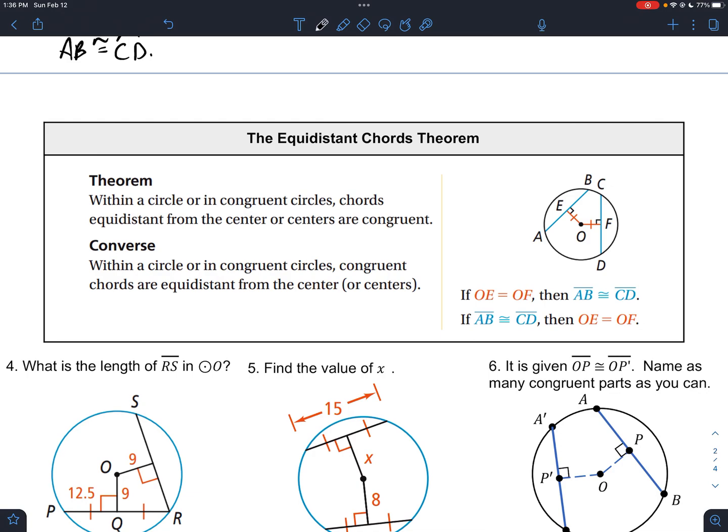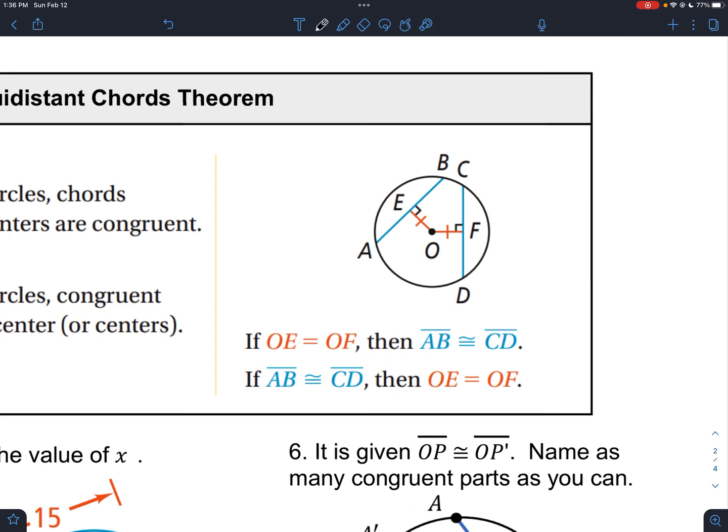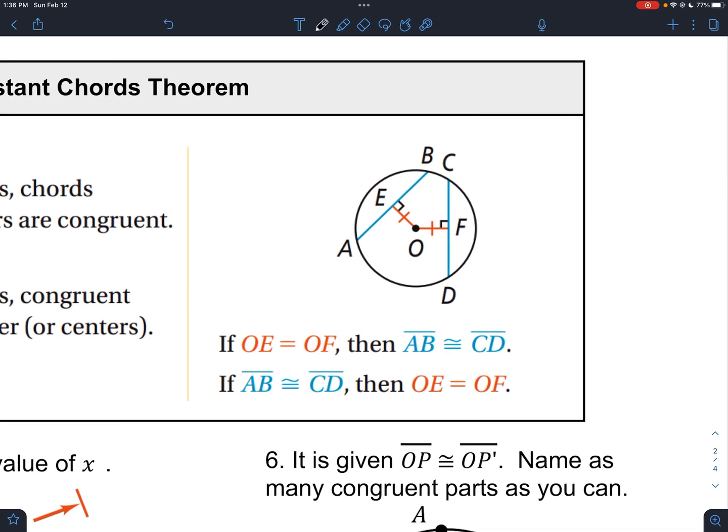Okay, a couple more theorems. For this one, it's called the equidistant chords theorem, which I'm not going to read because I think it's a little bit much, but I am going to explain what's going on in this picture. What's written here is that if the chords are the same distance from the center, then the chords are equal. And the other way works too. If the chords are equal, then they're the same distance from the center.